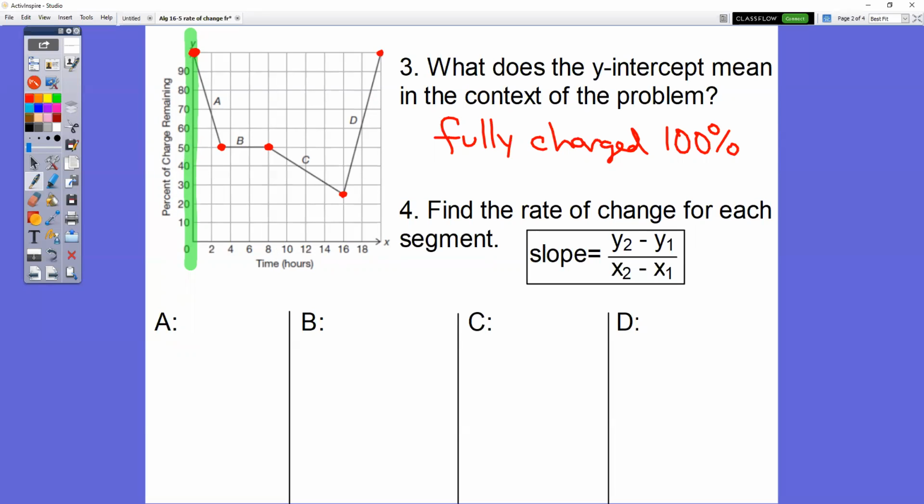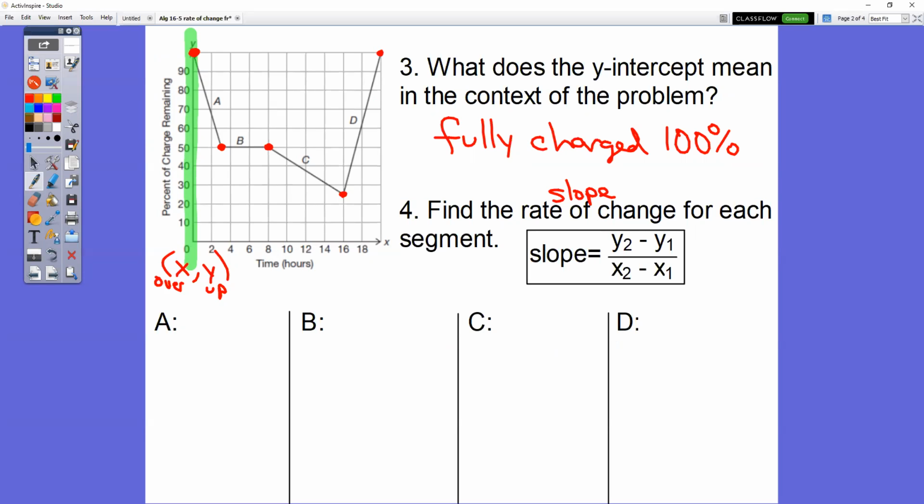The rate of change is just another word for the slope of your graph. So we're going to use the slope formula, Y2 minus Y1 over X2 minus X1, and we're going to find the slope or the rate of change for all 4 of those segments. So in segment A, remember that all points are written X comma Y. Your X value is how many you go over, your Y value is how many you go up or down. Obviously, we can't go down in this type of graph.